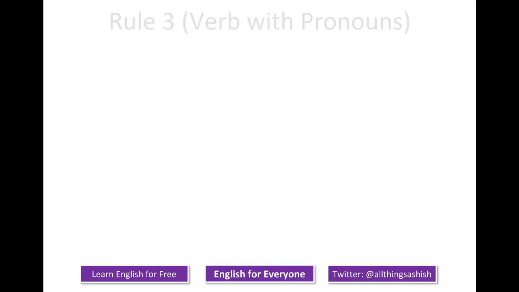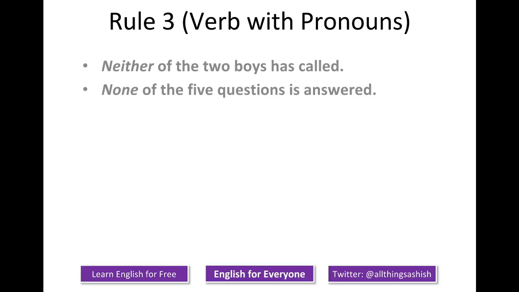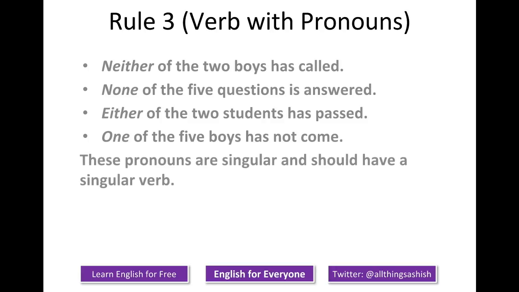Let's look at rule number 3, verb with pronouns, a little more. Neither of the two boys has called. None of the 5 questions is answered. Either of the 2 students has passed. One of the 5 boys has not come. These pronouns are singular and should have a singular verb.